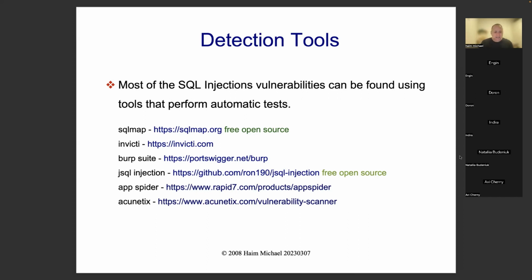Now let's get back to the slides. You can find various tools that you can use to detect SQL injection vulnerabilities. You can use SQL Map and JSQL for free. Here are the links. You can download those tools for free, and you can find lots of tutorials on YouTube showing how to use them. Using these tools, you can easily find most of the vulnerabilities, not all of them. There are also some commercial tools, and I listed those commercial tools as well.